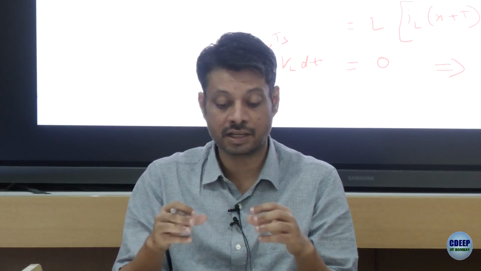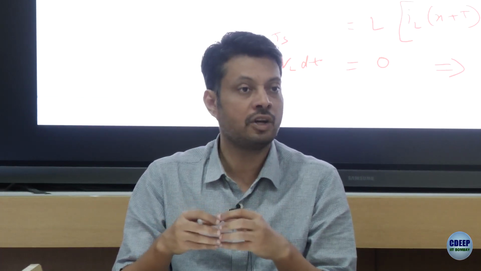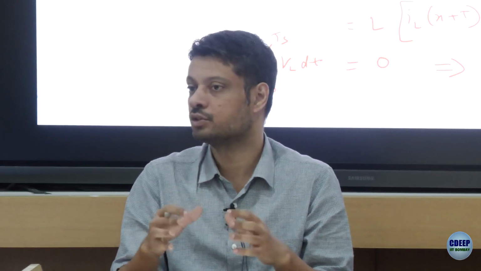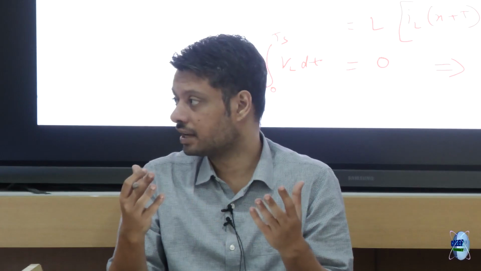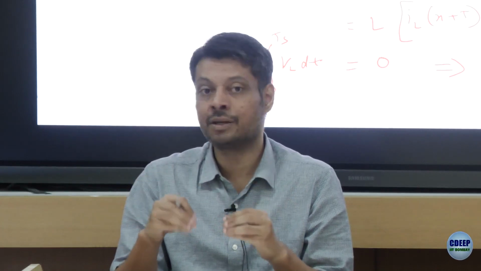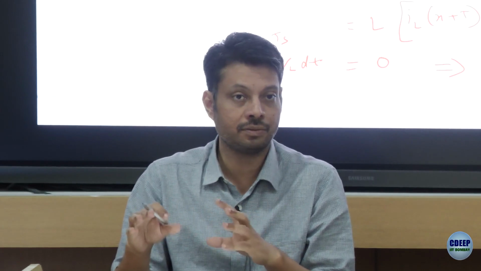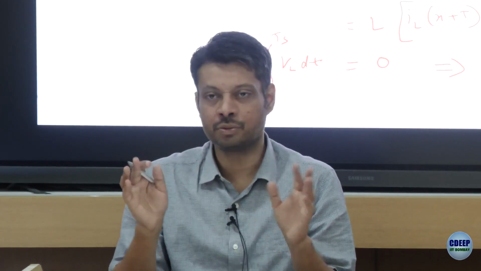Second part is circuit has to be in sinusoidal or periodic steady state, right? That is very important. A circuit should be in steady state. If circuit is not in steady state, if you are during transient, then you cannot equate the average inductor voltage equal to 0. In steady state, you can do that.